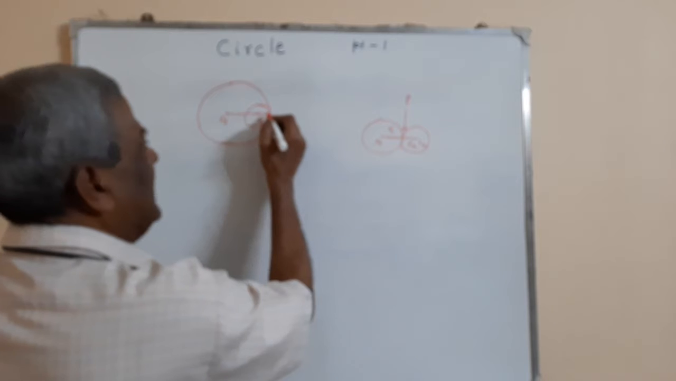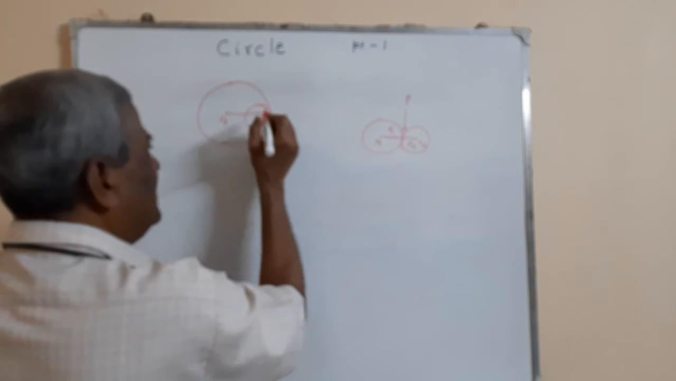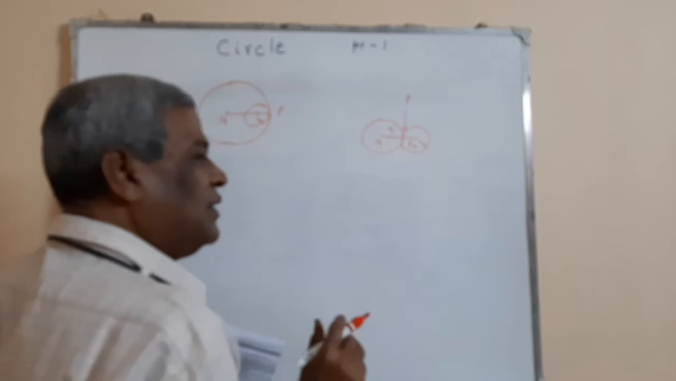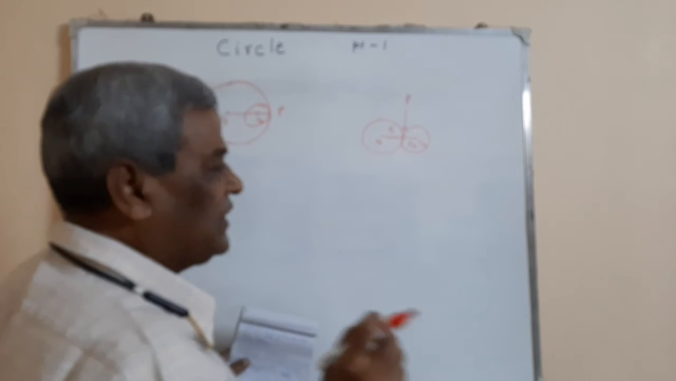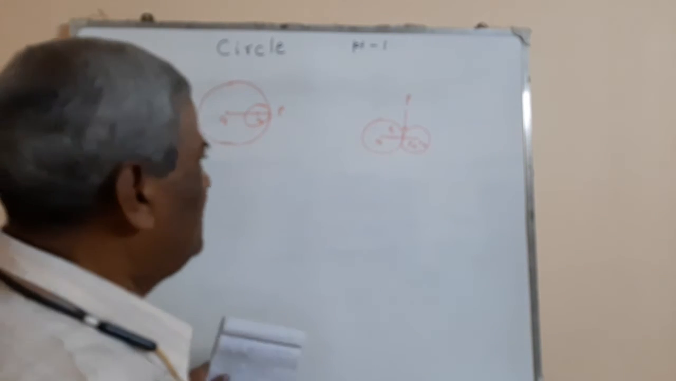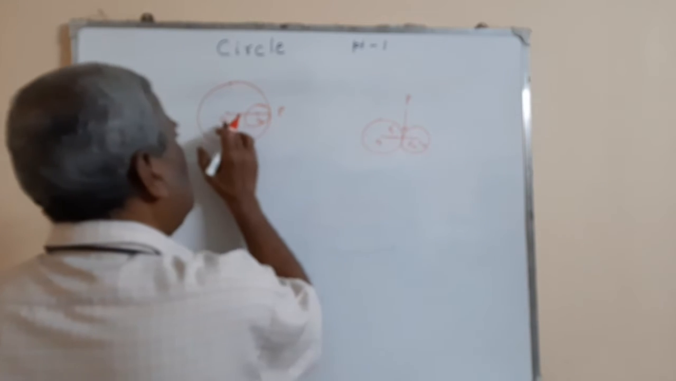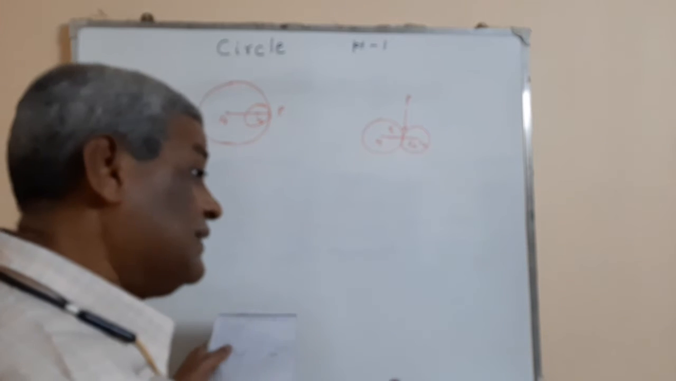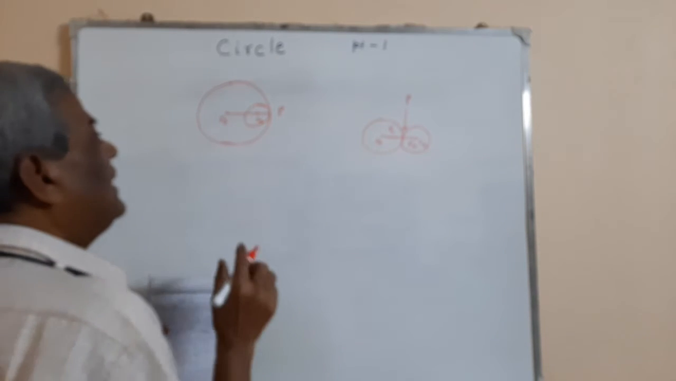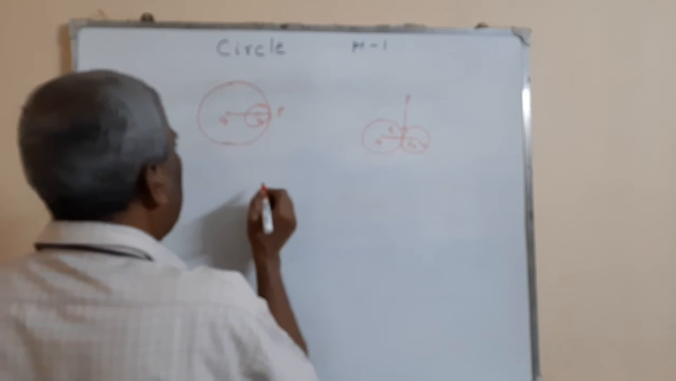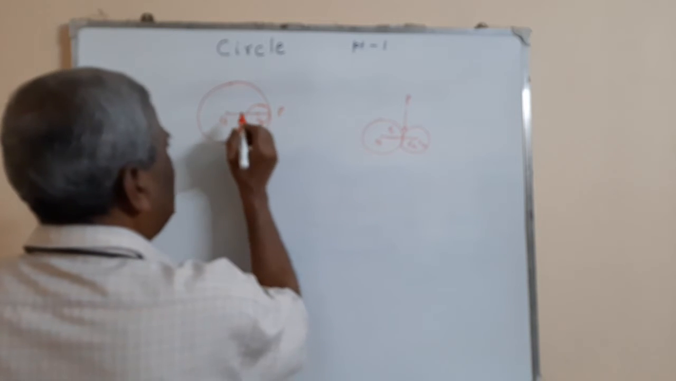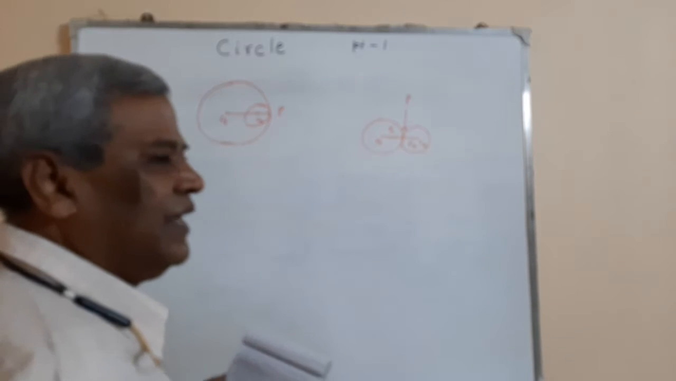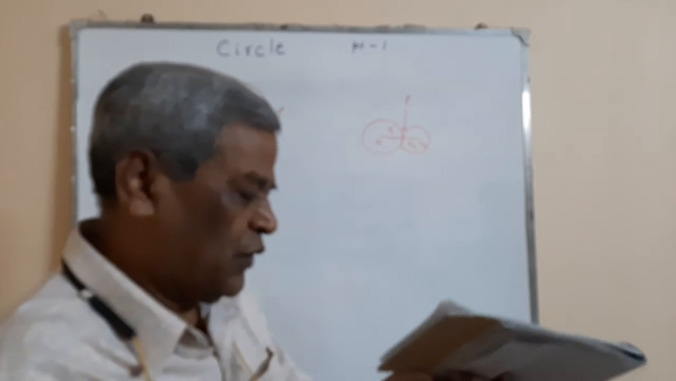Similarly, for this case, the point of contact is P. C1 is the center of the first circle, C2 is the center of the second circle, and they touch internally. In that case, the point of contact P can be obtained as the point that divides C1C2 externally in the ratio R1 is to R2.